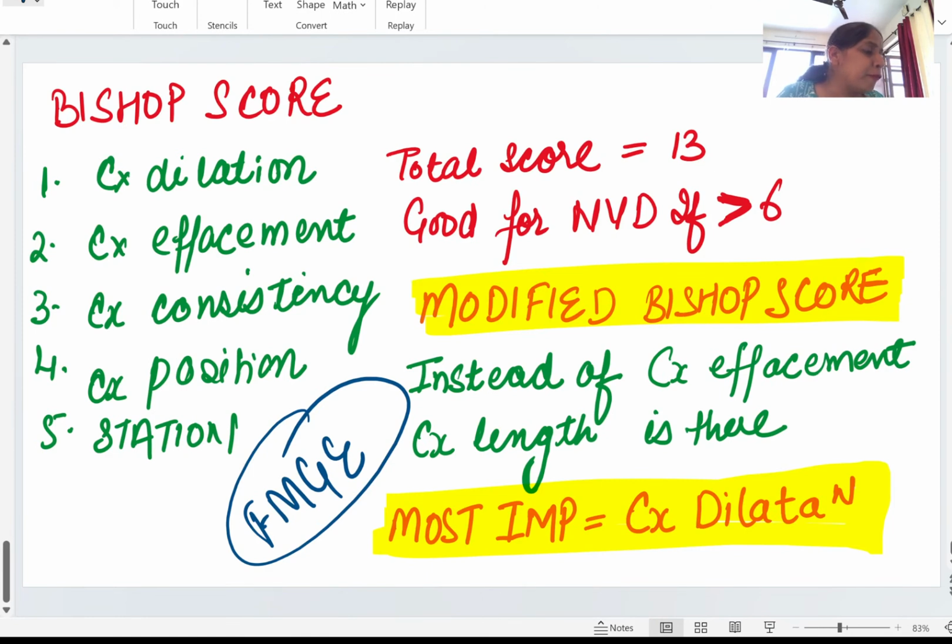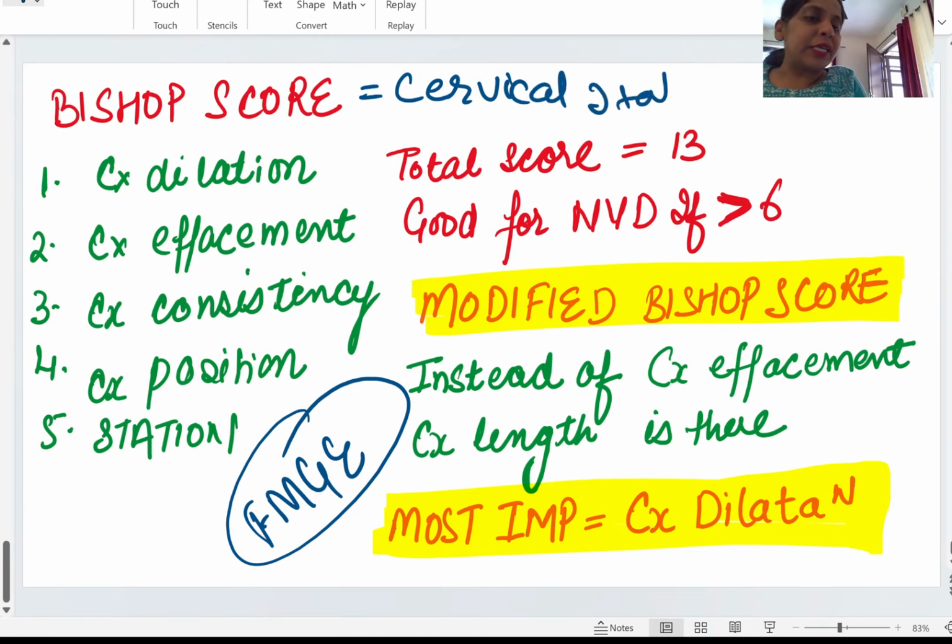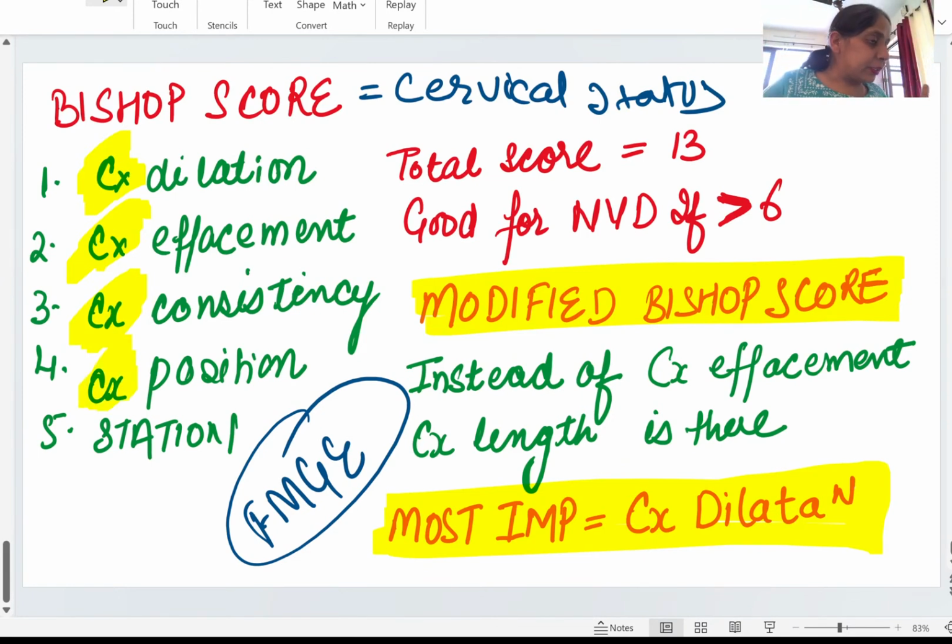Is it okay? Before inducing the labor, we assess the cervical status. Okay, so what position is the cervix, whether normal delivery will occur or not. So Bishop's score is the assessment of the cervical status. Four components here are all of the cervix. Only the station is the component which is not of the cervix.